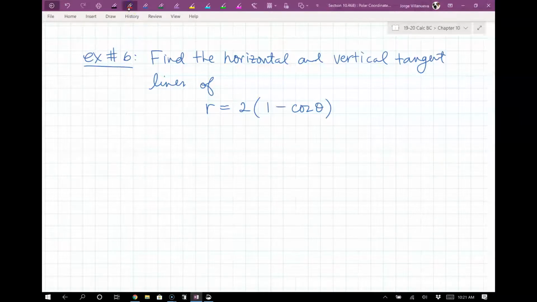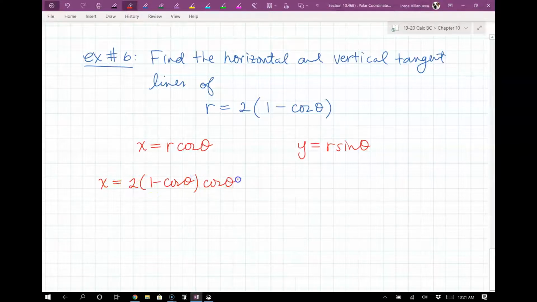All right, so let's check this out. Let's find our x and y components here. So our parametric equation. So x is equal to r cosine theta. Y is equal to r sine theta based on definition. Since our r value is 2 times 1 minus cosine theta, we're going to plug that in. So x is equal to 2 times 1 minus cosine theta times cosine theta. And y will be 2 times 1 minus cosine theta times sine of theta.